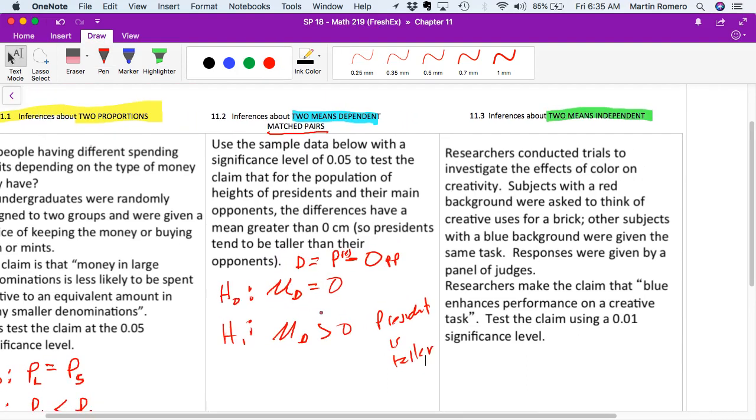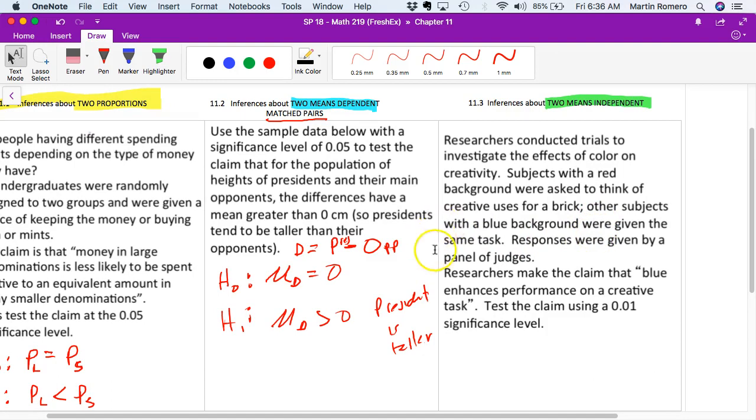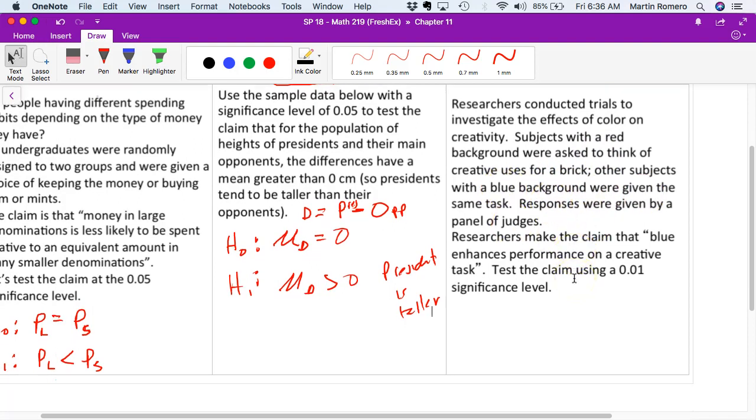The third type of problem we're doing is called inferences about two means, independent, where the groups are not related, the samples are not related to each other, unlike here where the opponent and president are matched up together. Here, researchers conducted trials to investigate the effects of color on creativity. Subjects with a red background were asked to think of creative uses for a brick. Other subjects were given a blue background and were given the same task. So there's a hypothesis that somehow colors can affect someone's creativity. Researchers make the claim that blue enhances performance on a creative task.